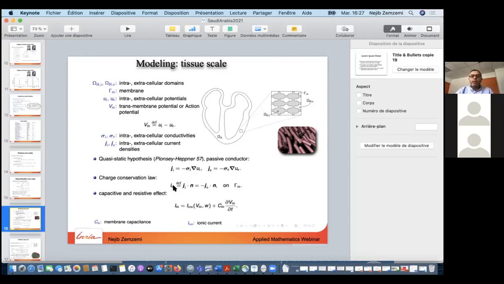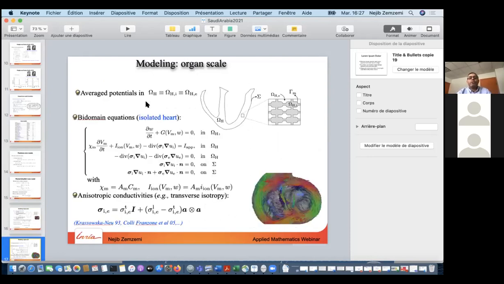You still have, as we have seen, that this transmembrane current, which is here at the membrane, is equal to a resistive current plus a capacitive current. So that's the way we obtain a reaction diffusion model. We obtain a reaction diffusion model by making a homogenization.